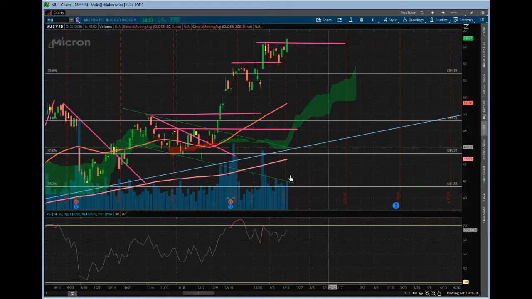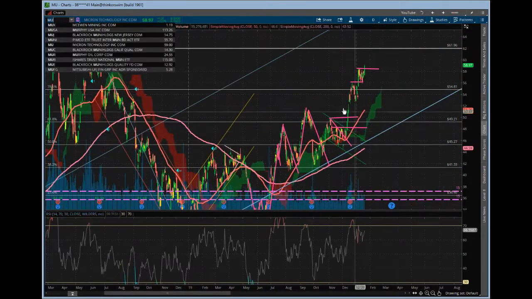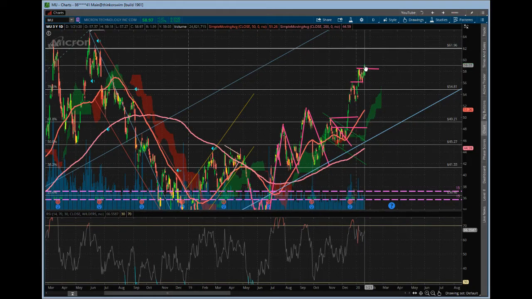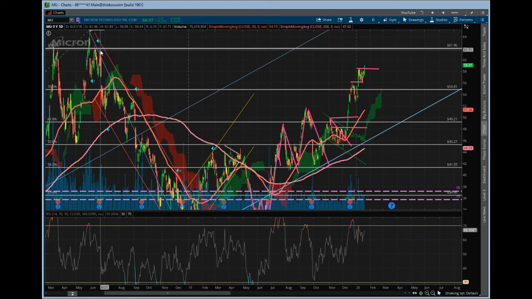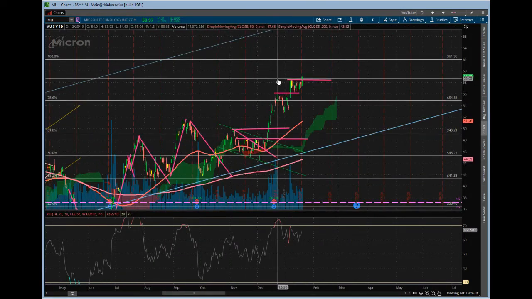Really like the strength today. I like the increased volume. I like how it closed at these recent highs. Very, very strong candle right here. Look at that, I've even got some Fibonaccis on here from before, and it looks like here's your next level up, the 6150-ish area. So this is looking really good on Micron. It's going to be on our bullish radar for tomorrow, so definitely keep an eye on that one.